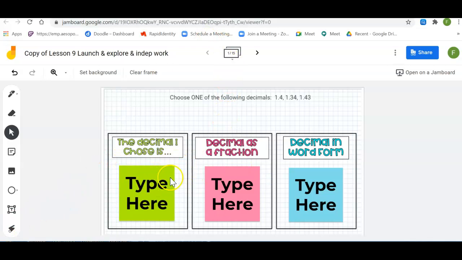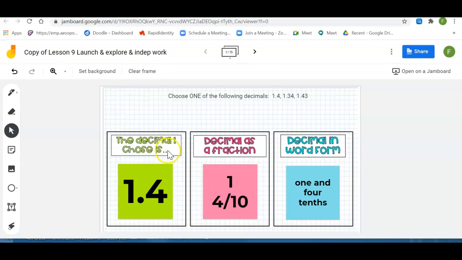So after you choose that decimal and you type it here, then you're going to write that decimal as a fraction. You're going to do it here, and then you're going to write it in word form right here. All right, so on our Jamboard, guys, just to practice with you, I have chosen 1 4/10 right here.